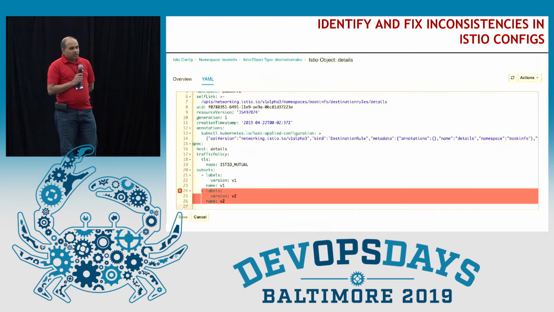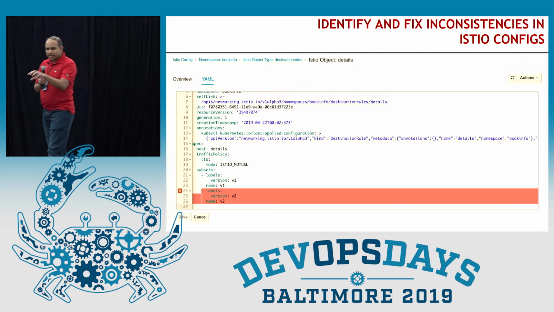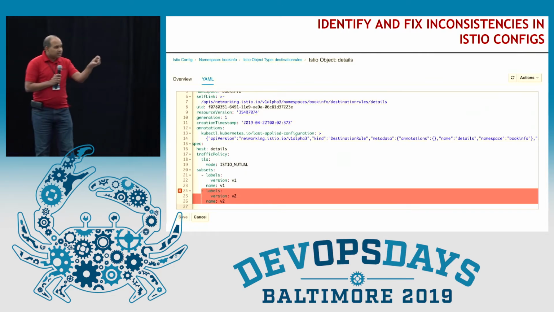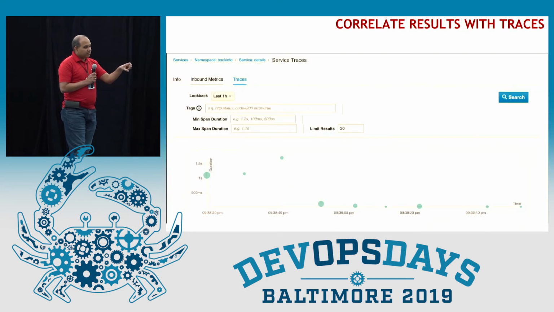Istio configuration files are all YAML files. If you have dealt with that, you understand how complex they are. How about something that shows you, based on actual microservices running there, hey, these are some issues with your configuration file. Kiali does that.